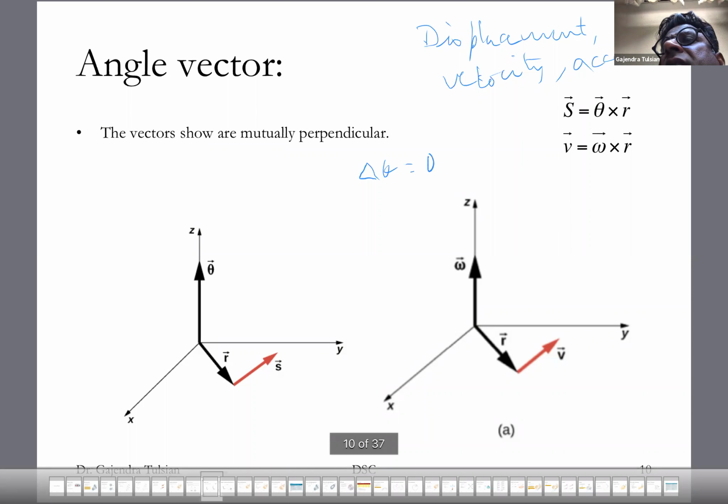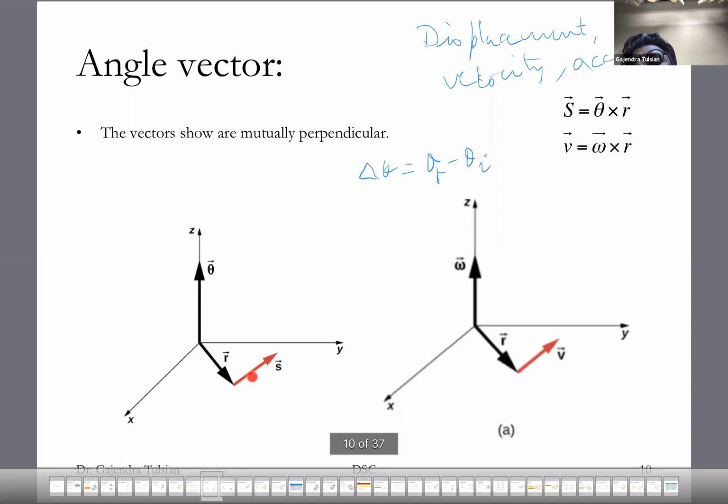Angular displacement, delta theta, is theta final minus theta initial. Okay, so the question is, what is the direction of the vector associated with this displacement? Again, you use your right hand, and if the object turned that way, so this point moved in that direction, your thumb was pointing in the direction of the displacement. And the greater your rotation, the greater the magnitude of this vector.